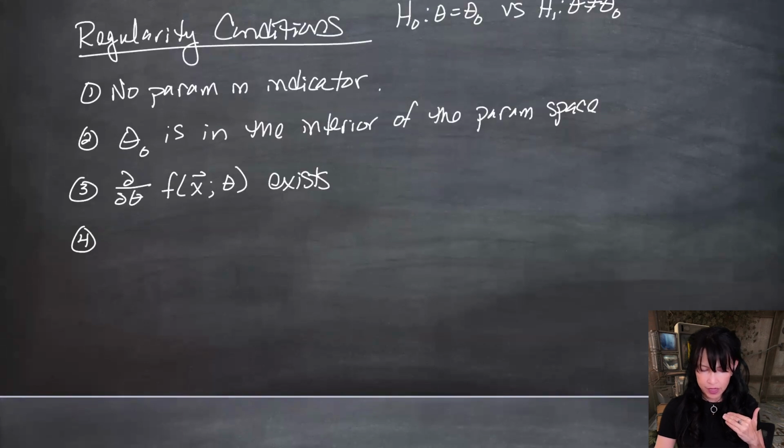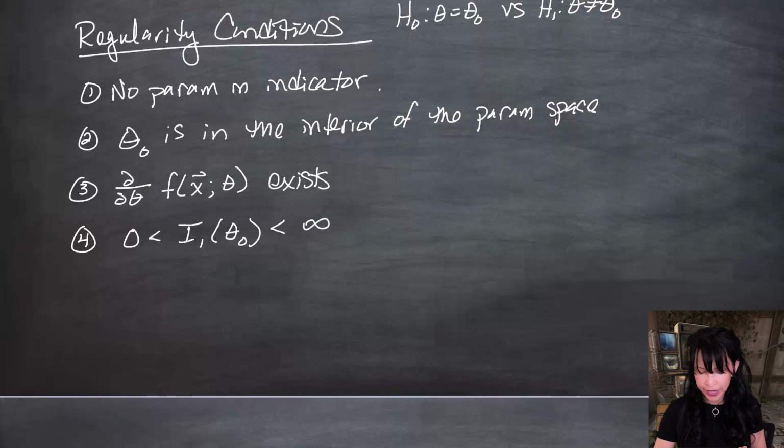The one-dimensional Fisher information, or the n-dimensional Fisher information could go here as well. When the parameter is theta naught, it needs to be greater than 0 and also finite. Going to be in a denominator. We don't want any zeros in a denominator. We also want actual numbers in there and not infinity.